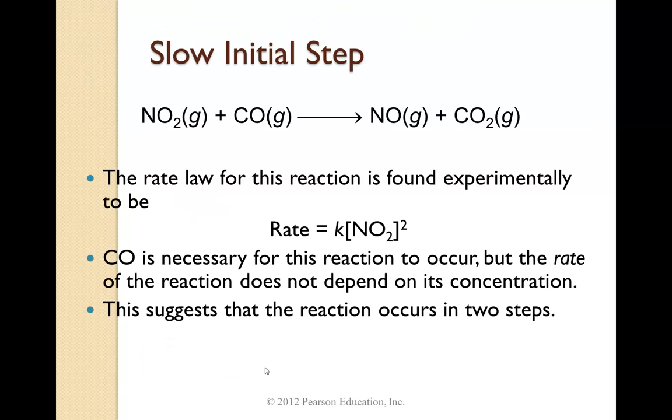Let's take an example. NO2 plus CO yields NO plus CO2. The rate law for this reaction is found experimentally to be NO2 to the second order. CO is necessary for the reaction to occur. We need it as a reactant, but the rate of the reaction does not depend on its concentration. This suggests that the reaction occurs in two steps.